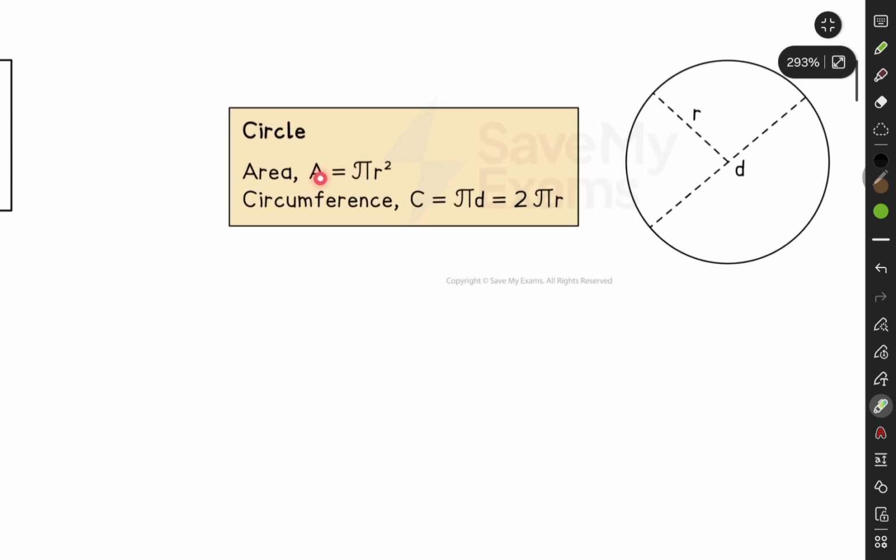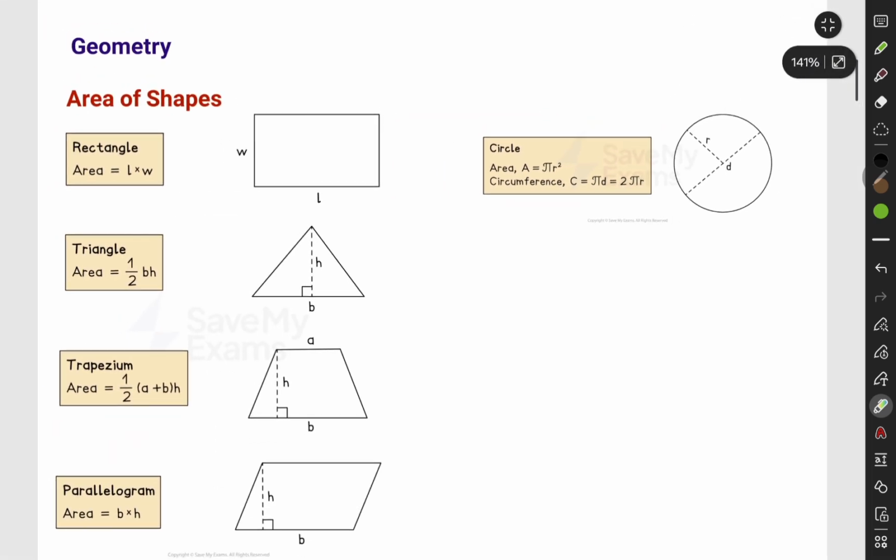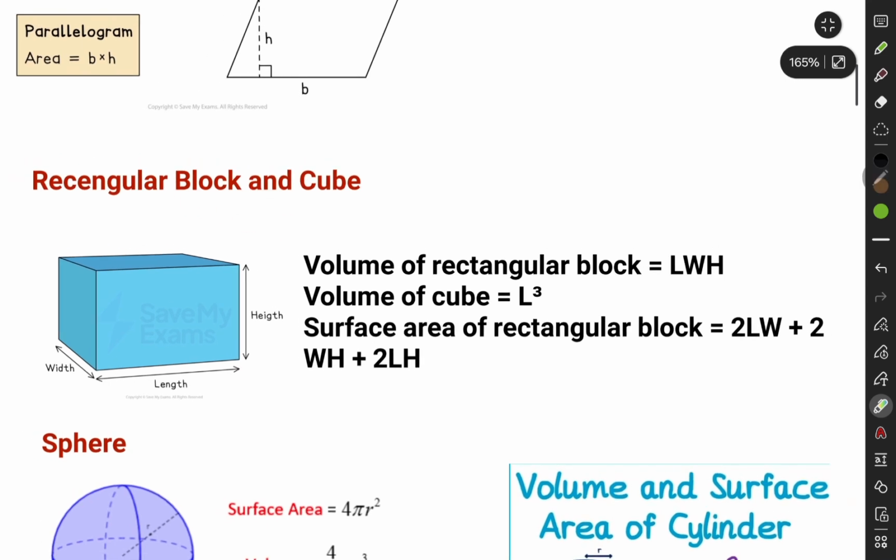Now let's talk about circles, which come up a lot. So here area is pi r squared, circumference is pi times diameter, or 2 pi r. So these are things that you have seen in AS level and your IGCSE as well. This is just a quick revision. Then we have rectangular block and cube. For a rectangular block, the volume will be length times width times height. Volume of cube will be length cubed.